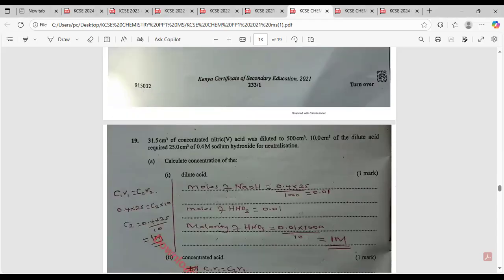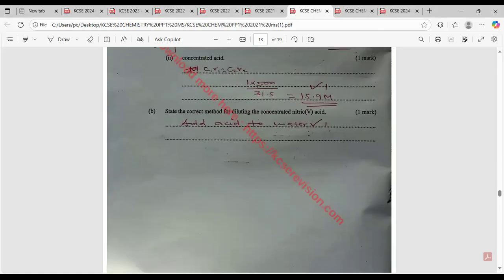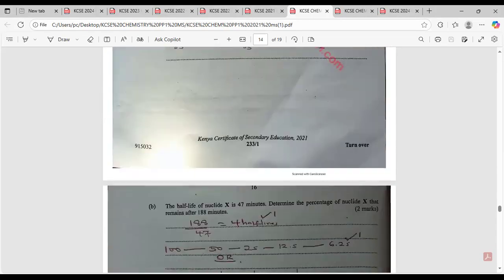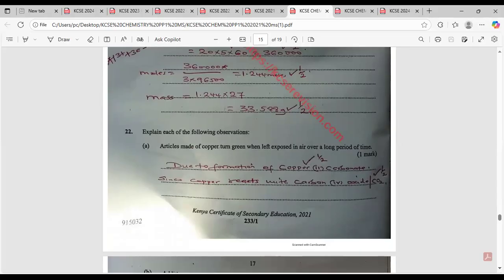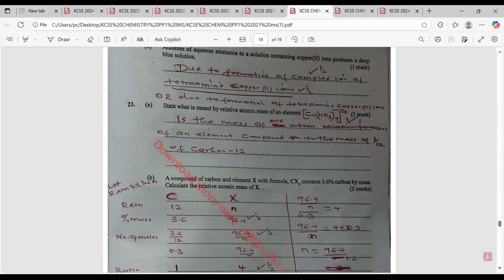So those are, I think, around 9 marks so far. Let's see whether we have another one for the gases. Good. This is another one for the gases. Articles made of copper turn green when left exposed for some time. Why? This is because of formation of copper(II) carbonate. How do we form the copper(II) carbonate? This is because copper reacts with carbon dioxide to form copper(II) carbonate. And remember, copper(II) carbonate is green. So those are 10 marks.